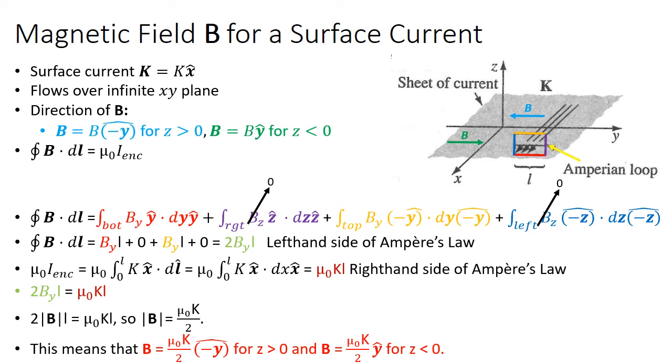And you'll notice that there is nothing in this expression for the magnetic field that talks about how far away we are from the sheet of current. The value of the magnetic field is actually constant for z greater than 0, and it's constant for z less than 0. It's just that they're pointing in different directions depending on whether we're above or below. And that is because the sheet is infinite. So it doesn't really matter how far away you are from the sheet, you're going to always have the same magnetic field.